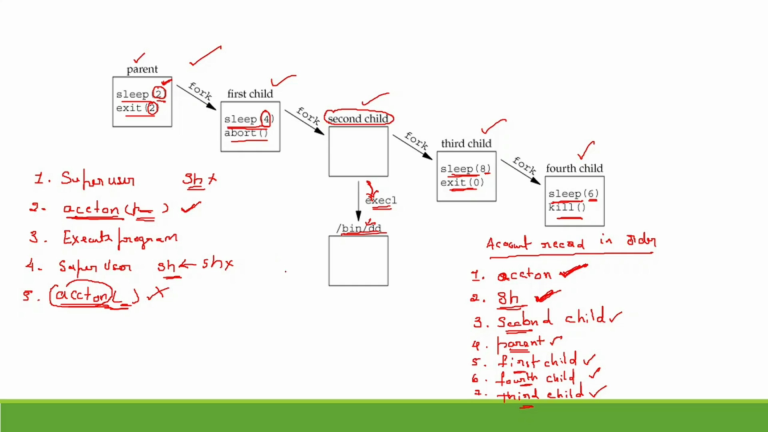So this is an example of a program that performs process accounting in a certain order. Okay, so this is about process accounting.